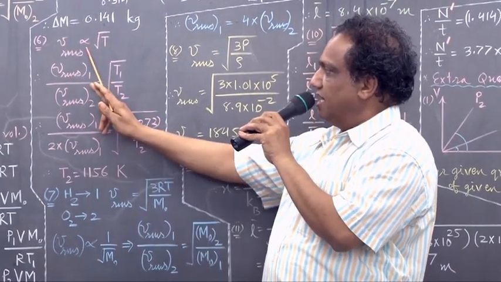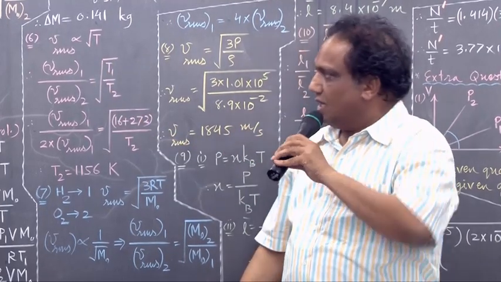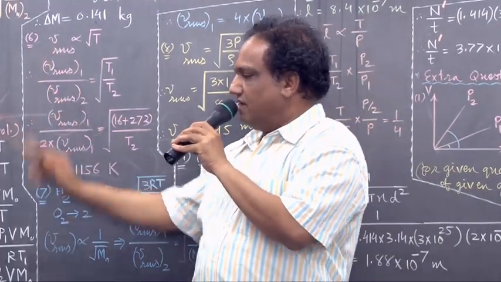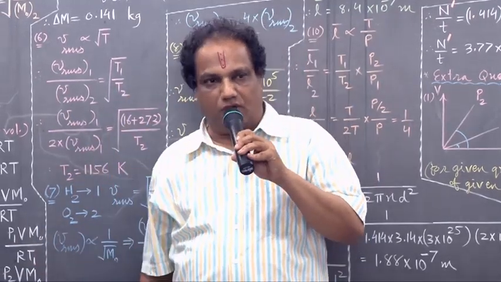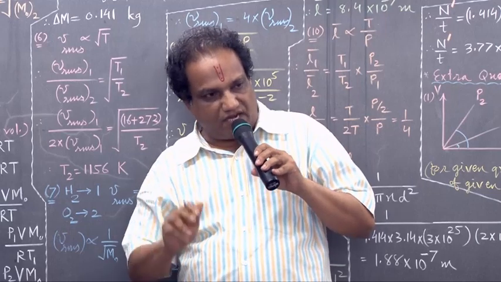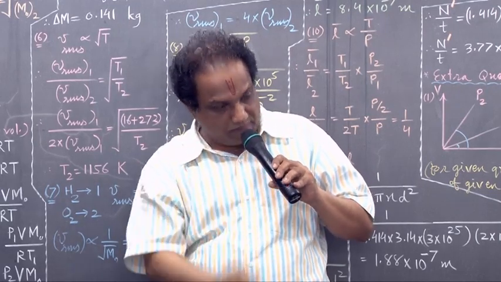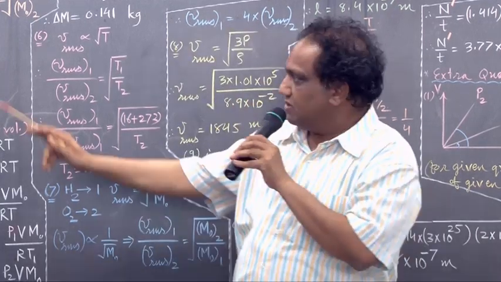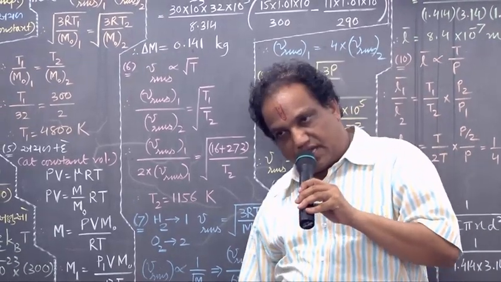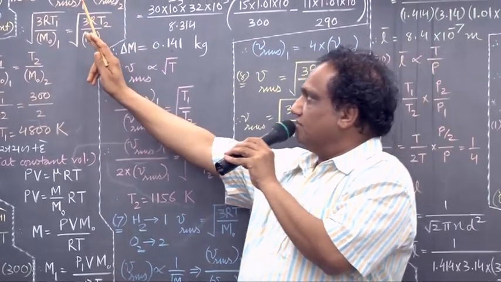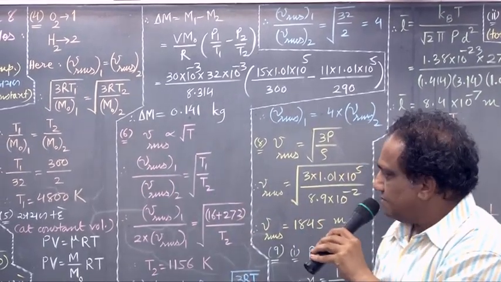VRMS is directly proportional to the square root of the absolute temperature of a gas. Don't you know three formulas for VRMS? What is the first formula? Under root of 3p by rho. Second formula, under root of 3 kBT upon small n. Third and final formula, under root of 3 RT upon M0. Correct? Everywhere you can see VRMS is directly proportional to under root of absolute temperature.